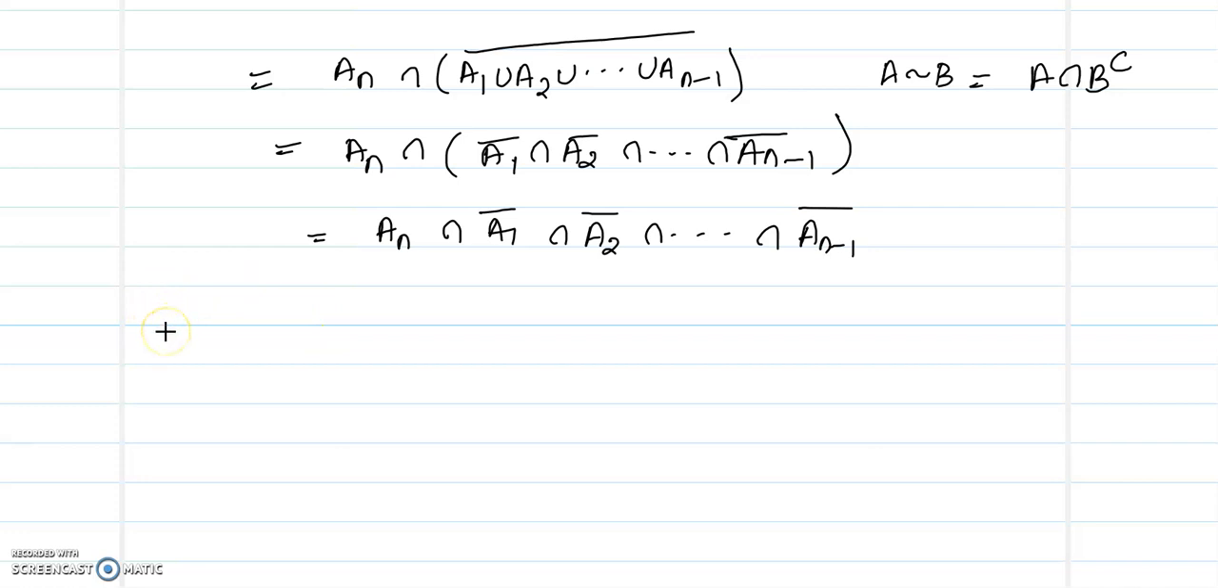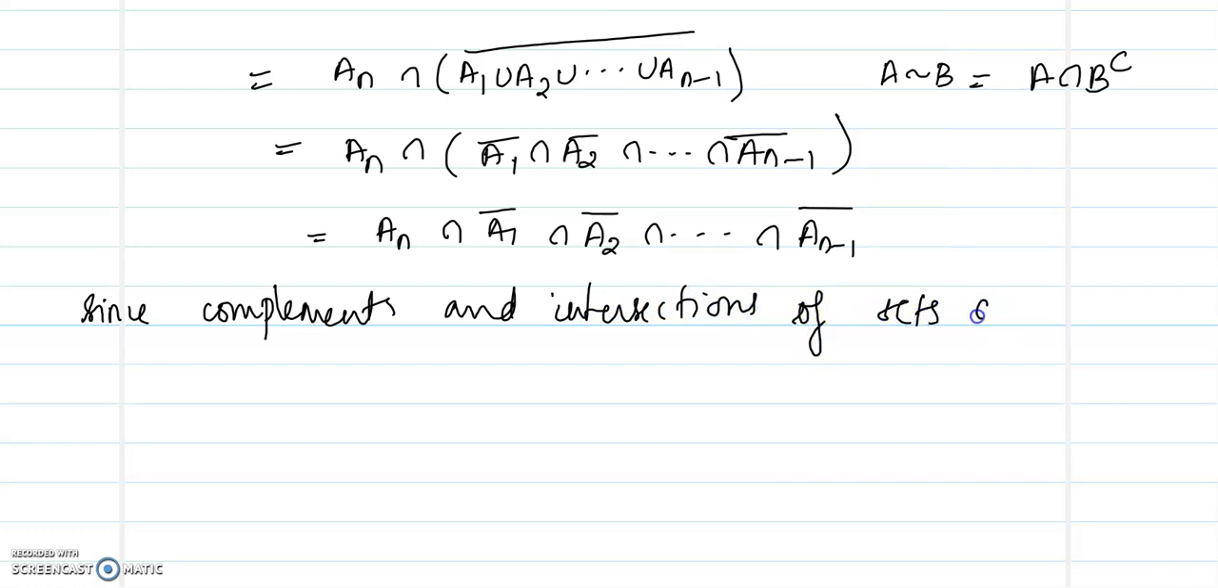Now, since A is an algebra, we know that an algebra is closed under unions and complementation, and by De Morgan's law we have seen that it is closed under intersection also. So here you have intersections and complementations. So we can see that this set A_n intersection A1 complement intersection etc. A_{n-1} complement is again going to belong to script A. So each B_n will be contained in script A, since complements and intersections of sets of script A are in script A.